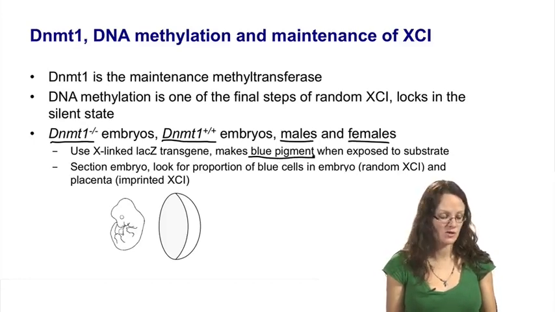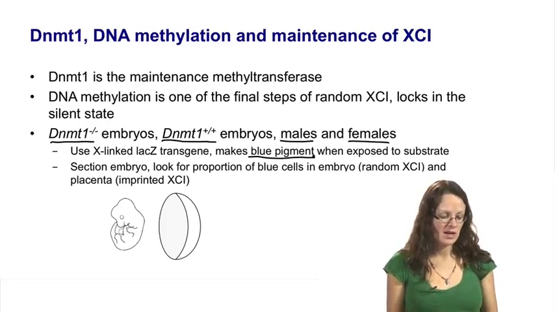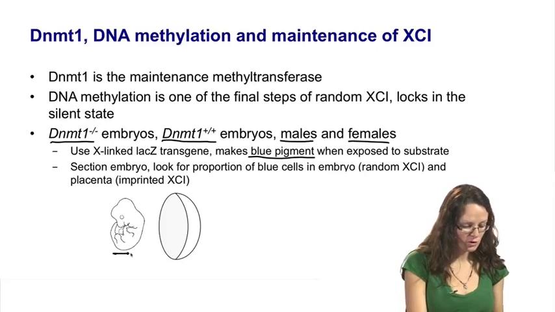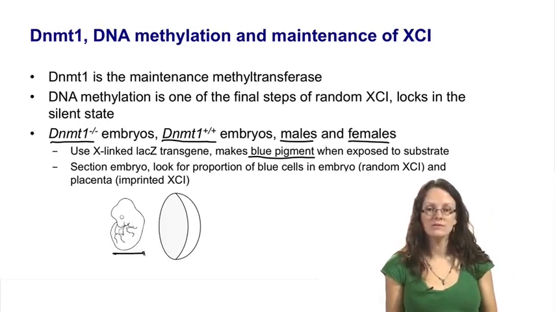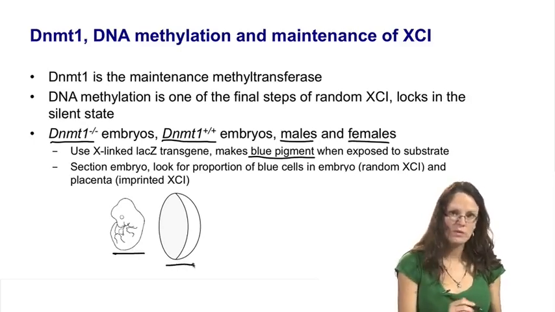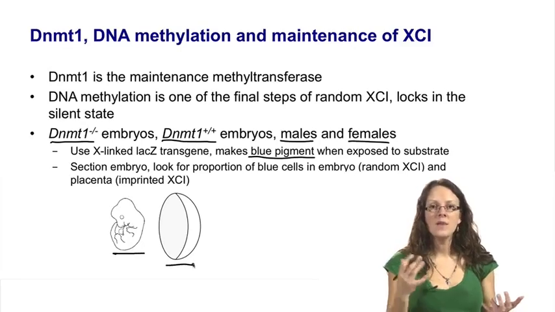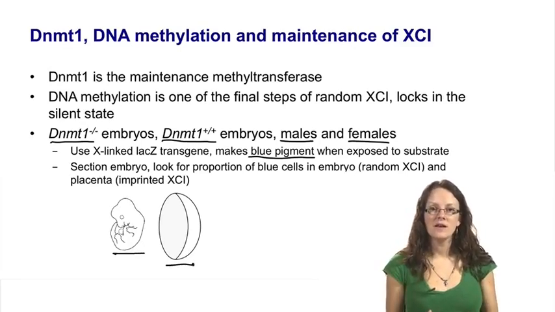or the placental tissue. So in this case, what they did was they created the embryos that I'll tell you about with their particular genetics, and they sectioned the embryo to look for the proportion of cells that were blue when exposed to this substrate. And they looked in the placenta to look at the proportion of cells that were blue. And because they were looking at the embryo and the placenta, they were looking at random and imprinted X inactivation in turn.